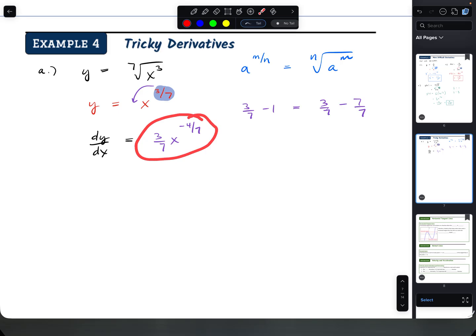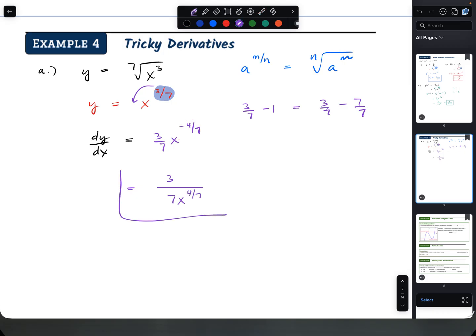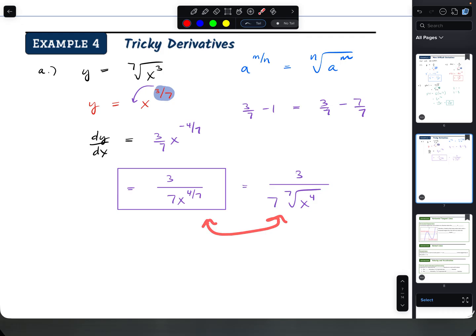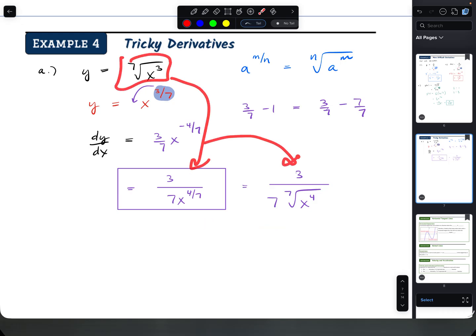A lot of times we're going to want to rewrite this using a fraction. So 3 and 7, 3 stays on top and 7 goes on the bottom. This is going to be x to the power of, whenever we have a negative exponent, remember I can bring it to the bottom. So this is going to be x to the 4/7 power. And a lot of times you can leave it like that. Or if you want, you could rewrite it as 3 over 7 times the 7th root of x to the 4th. Both of these you want to be comfortable with, because if this is a multiple choice question, you want to be able to recognize that these are the same answer.